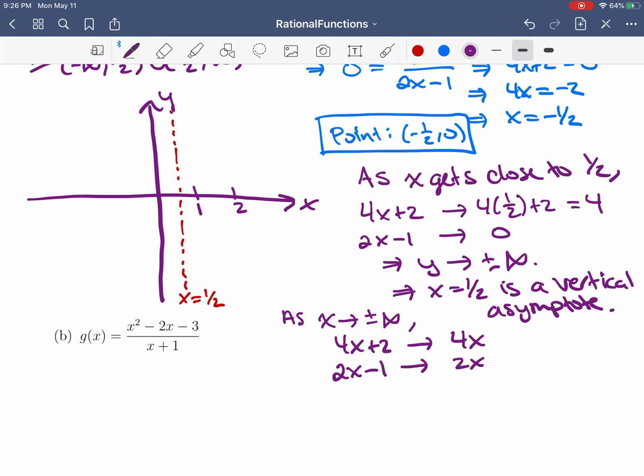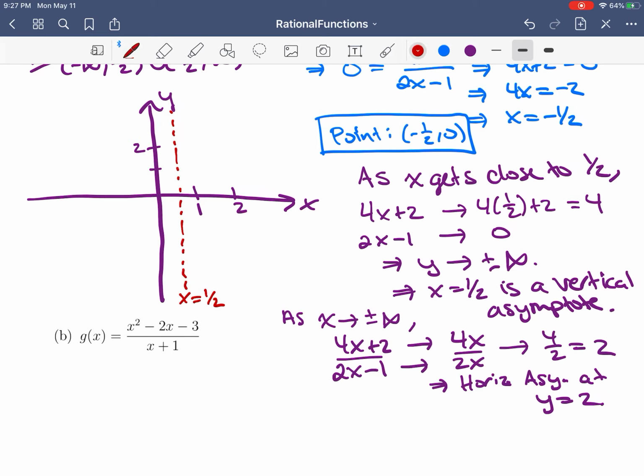And the 2x minus 1 is going to approach 2x. So it doesn't really matter either, the negative 1. Because if x is really big, then 2x is even bigger. So minus 1, it doesn't really matter. So that means that if I divide these things, I'm going to approach 4 over 2, which is actually 2. What this tells me is that there's a horizontal asymptote at y equals 2.